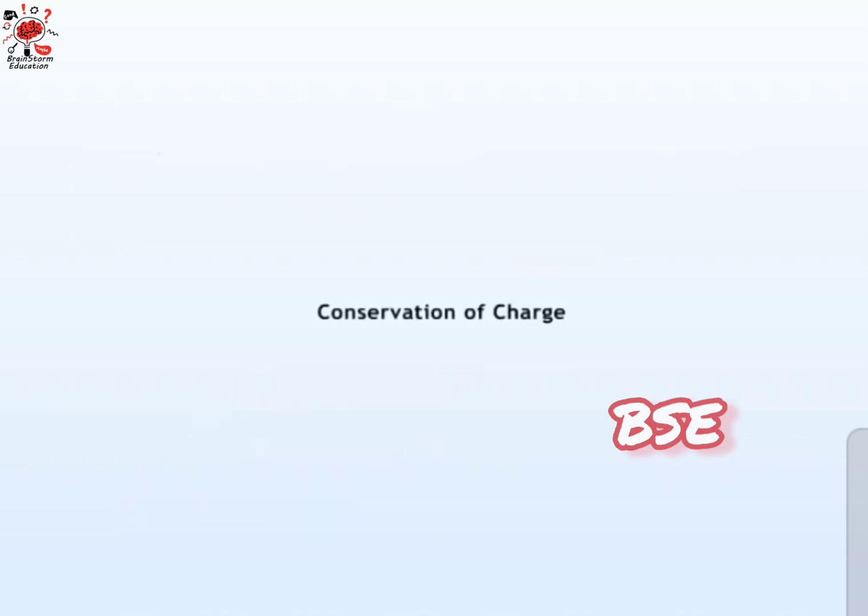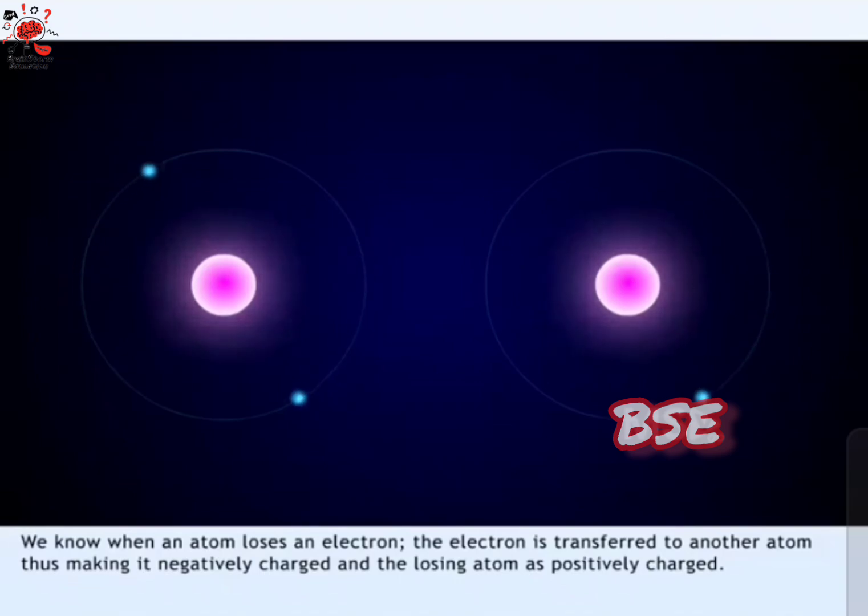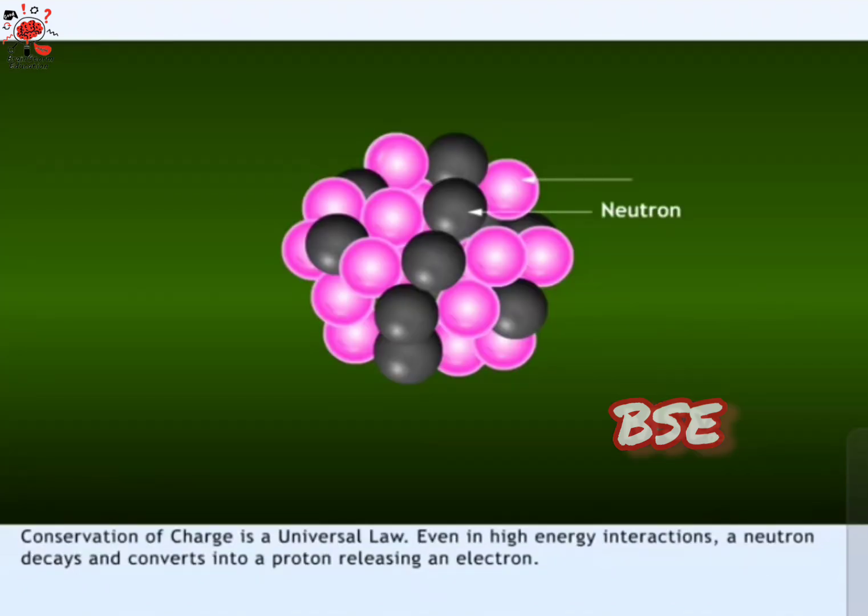Conservation of charge. We know when an atom loses an electron, the electron is transferred to another atom, thus making it negatively charged, and the losing atom positively charged. The conservation of charge is a universal law.